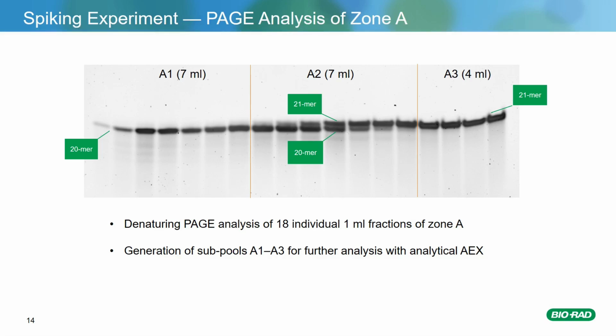As you can see, the first 7 mils contains the 20 mer, which in this spiking study would be considered the contaminant. In A2, which is also 7 mils, you see that transition where the 21 mer and the 20 mer are together. And then by A3, which is the last fraction, you see only 21 mer. This shows that the power of the HPQ to resolve the 20 and 21 mer is pretty powerful and occurs very early in this process. The subpools were then generated and further analysis was performed with analytical AEX.